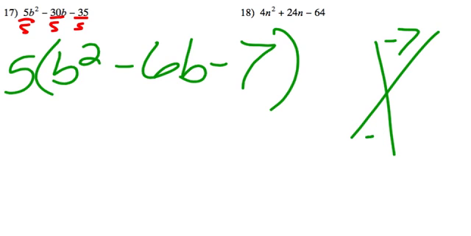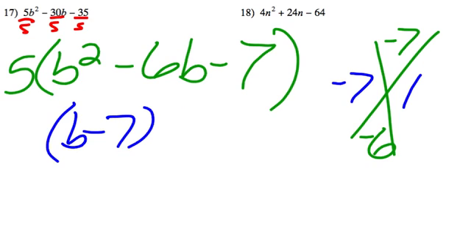Negative 7, negative 6. By the way, folks, sometimes there is no answer. You can't solve the diamond problem. It means it's not factorable. But I know Mr. P made this. He knows that they're all factorable. So negative 7, positive 1 works here. So b minus 7, b plus 1.